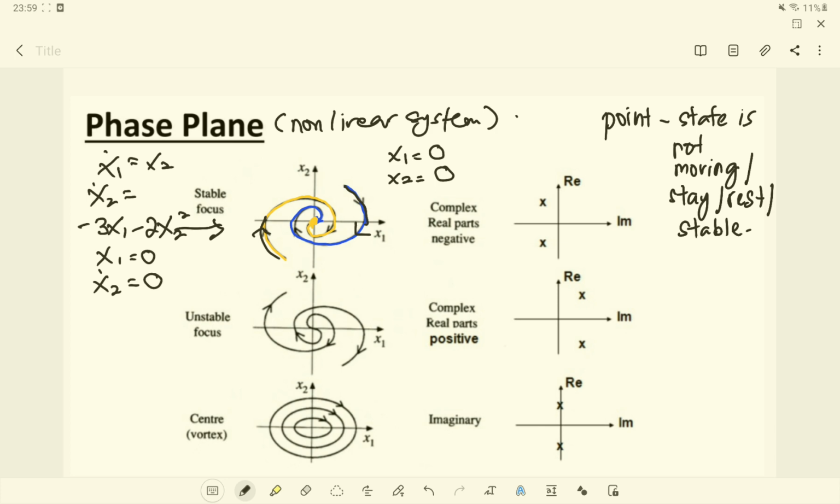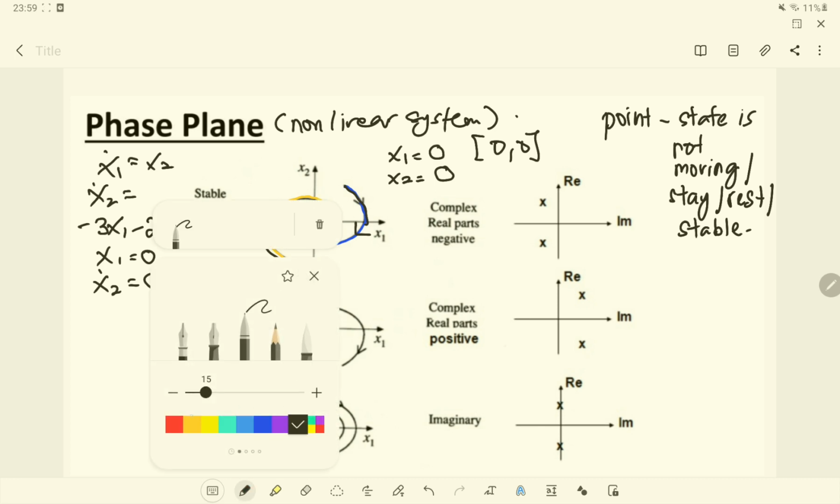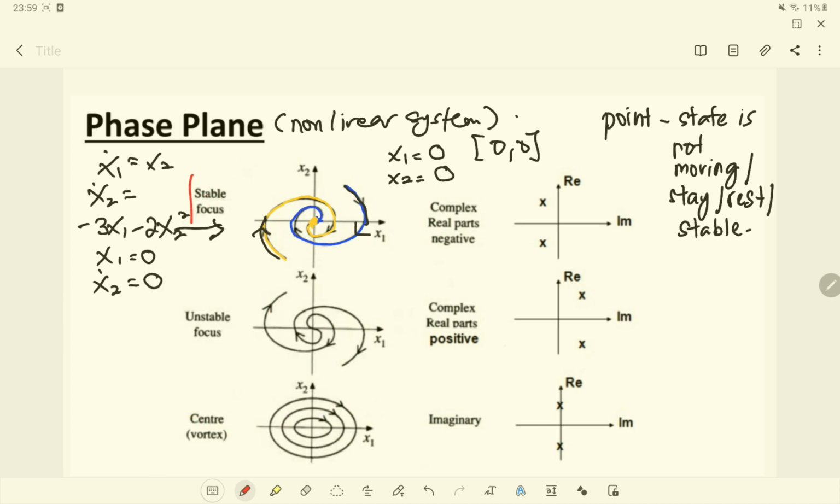So if the state is not moving, at 0, 0, this system is stable. If the state is not moving, the system is stable. As you can see, the location of the poles is at the left hand side of the S-plane. So the system is stable.